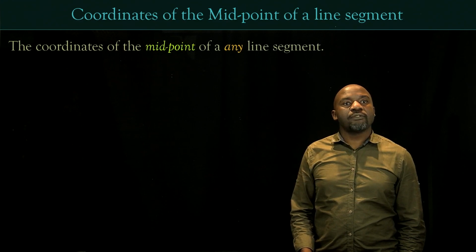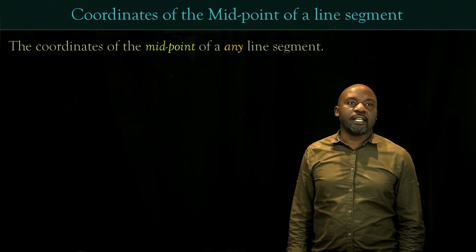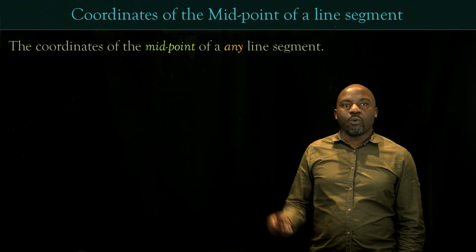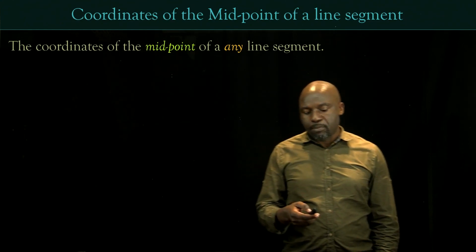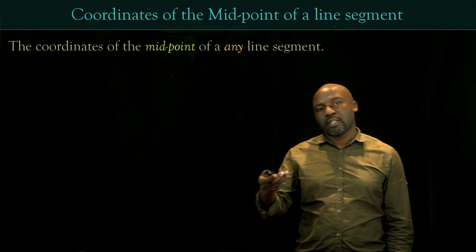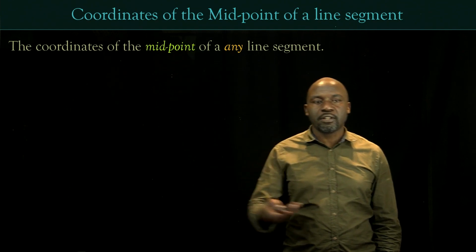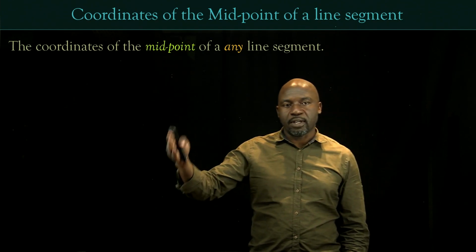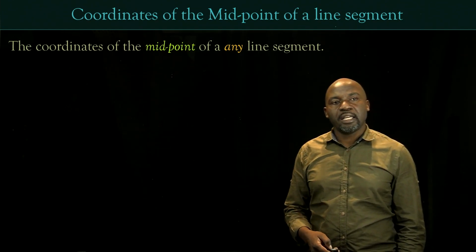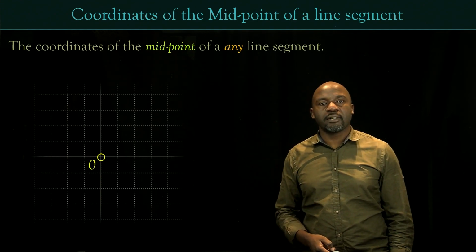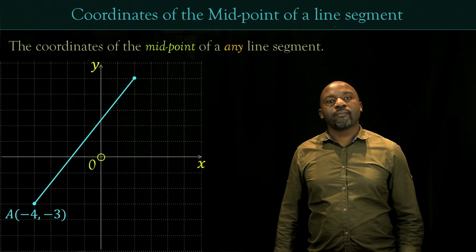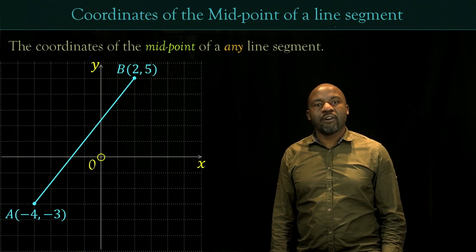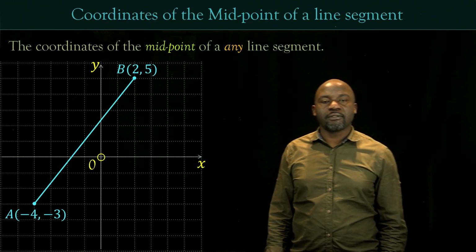So the coordinates of the midpoint of any line segment. We want to find the coordinates of the midpoint of any line segment. So we've looked at the coordinates of the midpoint of a horizontal line and for a vertical line. What about if the line is neither horizontal nor vertical? So here is a line, our line AB. Now it is not horizontal and it is not vertical.